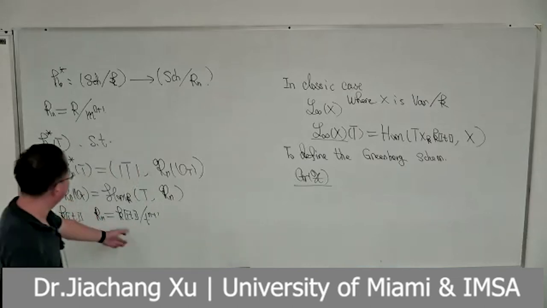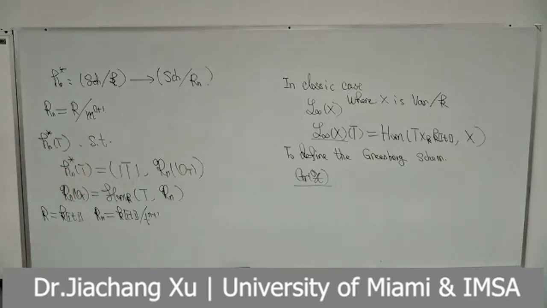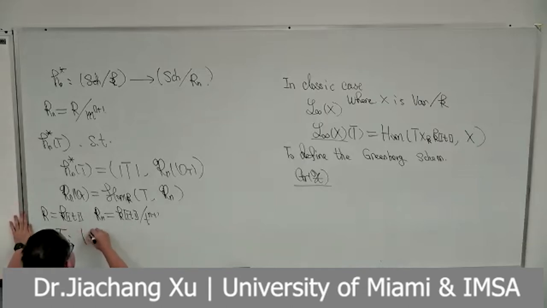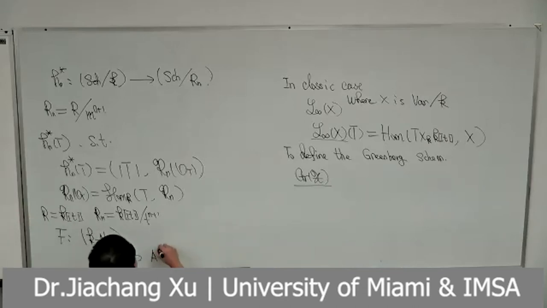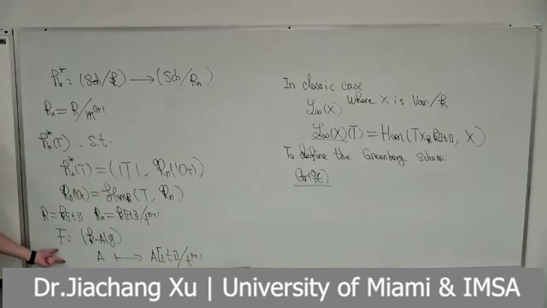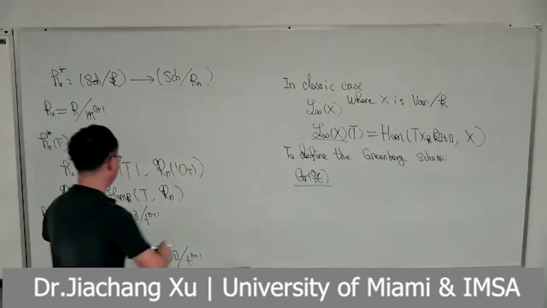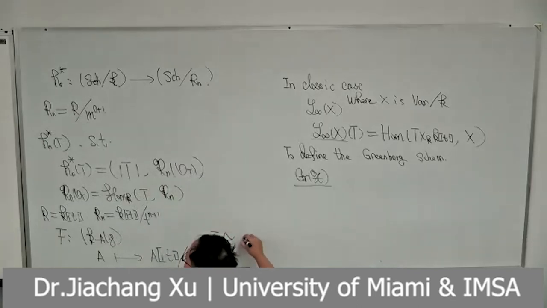Also, if you have a functor F, think about a functor that assigns to each K-algebra A, for example, A to A[t] modulo t to the power n plus one. So you can see that this functor is representable by the affine space with dimension n plus one. Is that right? So this F could be represented by A^(n+1)_K.